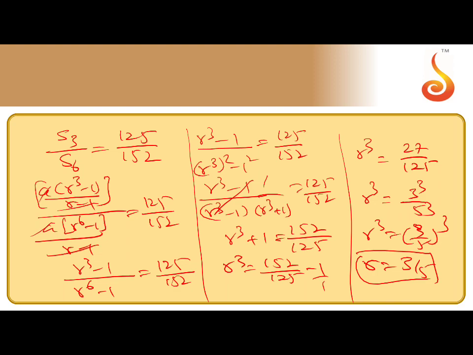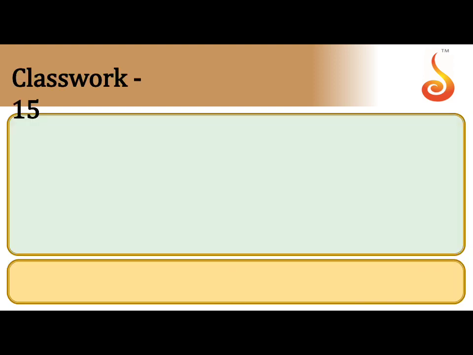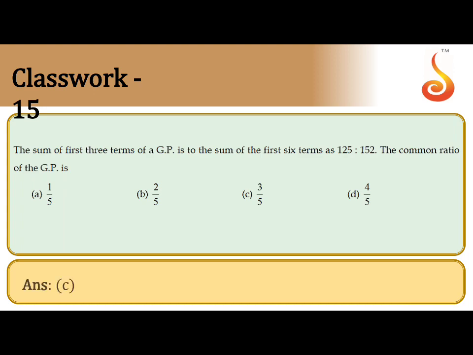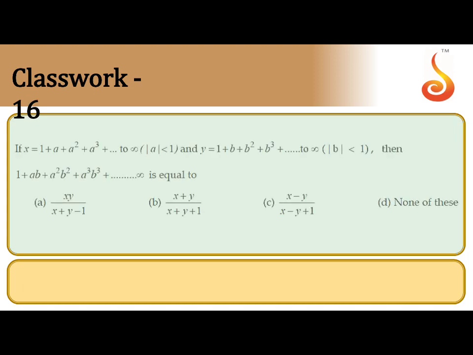I hope you understand. Here there is nothing, just apply the formula and keep on simplifying. We get the value of R. R is what here? 3 by 5. Check the answer. Option C is correct. So move to the next question.